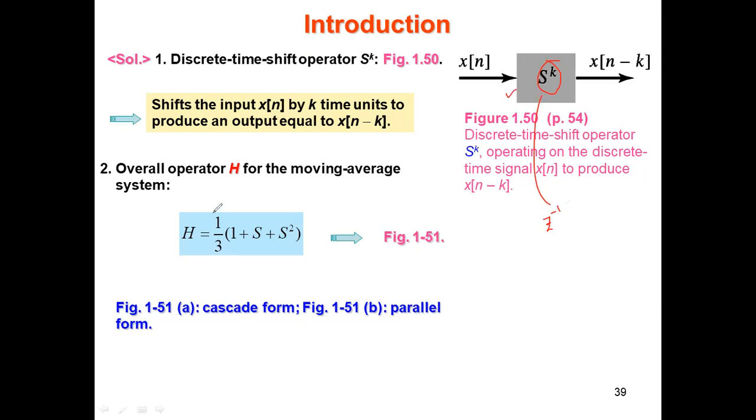So how can we do this particular thing? The author says there are 2 means. One is called a cascade form and another one is called a parallel form. What is this cascade and what is this parallel? Let us see.